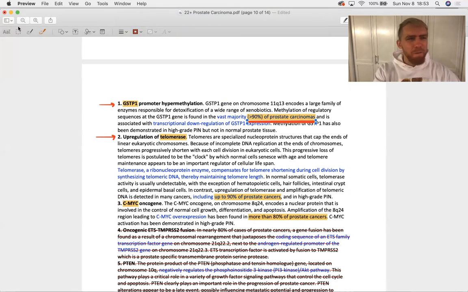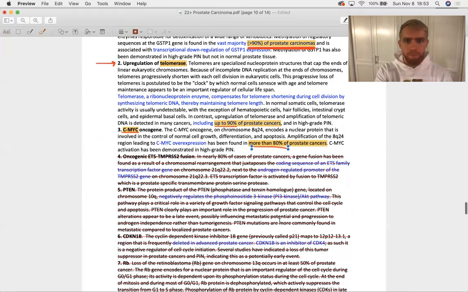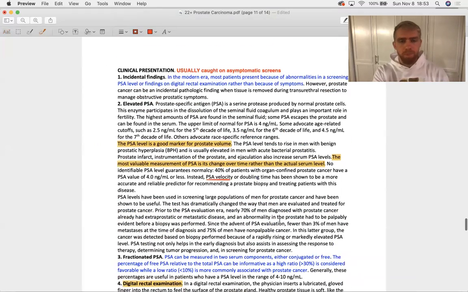And man, I feel like such a tool right now, because they don't even give you the grace of telling you the name of the gene. They're just like, here is GSTP. And right now I'm just like, man, I'm a medical student. I'm just memorizing letters and numbers. So after that, it's telomerase, which is present in 90% of prostate cancers. And the c-MYC oncogene is going to be mutated in more than 80%. So on the exam Tuesday, that's going to be one of the answers if they ask that question.